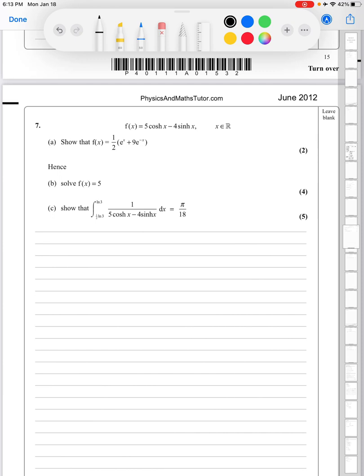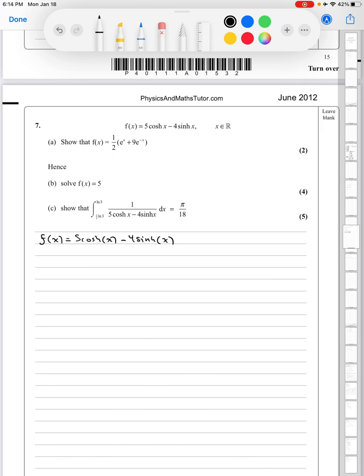We're going to use part A in our integral, and actually I think we're going to use part B as well. That's kind of the trick in this problem. So we have a function with coshes and sinh. I'll just write that down. We have f of x equals 5 cosh x minus 4 sinh x. And they ask us first, before we do anything else, to show that it can be written in a different form, which is hopefully going to give us an easier form for the integral.